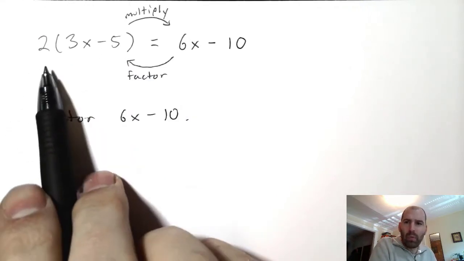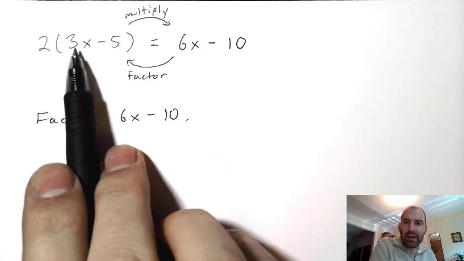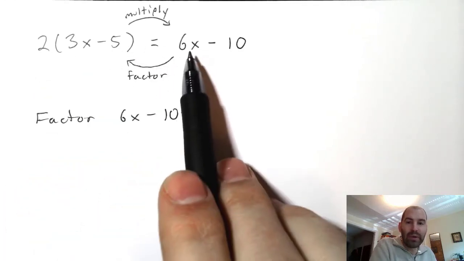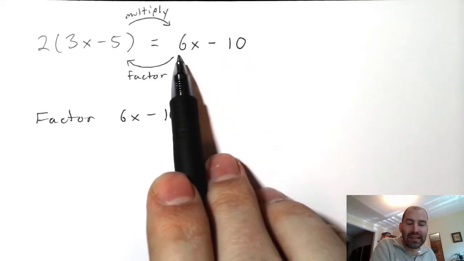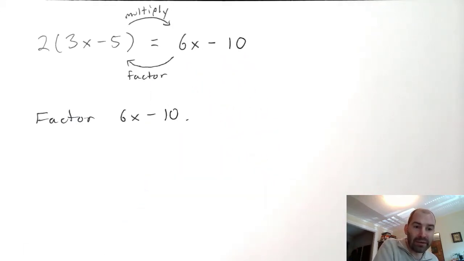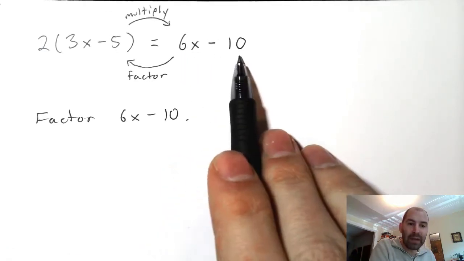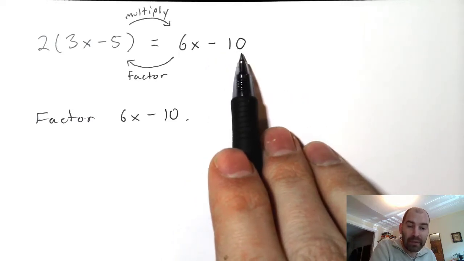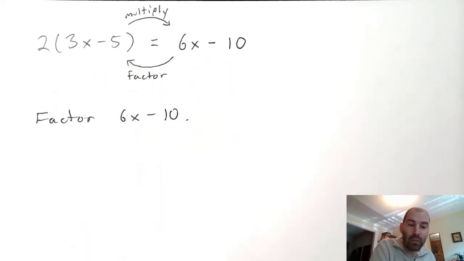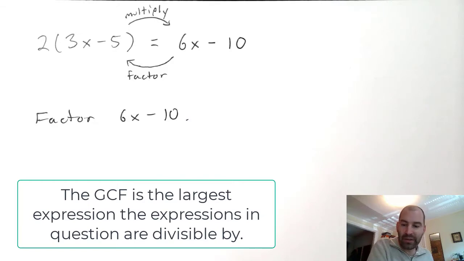Well, what did we do to get here? Well, we multiplied both of these pieces by 2. Well, what that means is that these 2 numbers, 6 and 10, must therefore be divisible by 2. That means that when you divide them by 2, you get a whole number. So that's what we have to look for. We have to look for the things that these numbers are divisible by. If they're divisible by the same number, then that number is called a common factor, and we can factor it out. And what we're actually looking for is the greatest common factor, which is the largest thing that these 2 things are divisible by. And we call that the GCF.